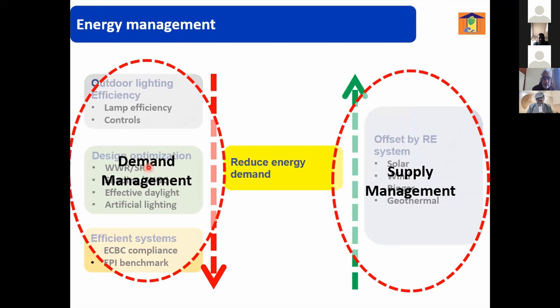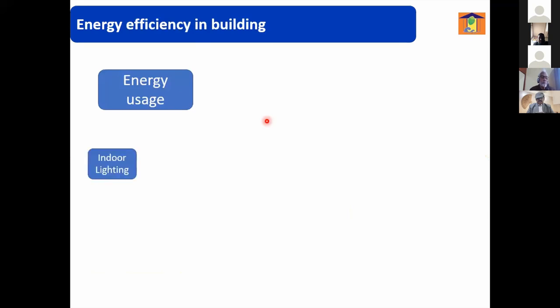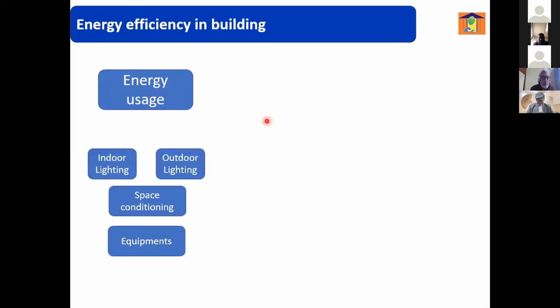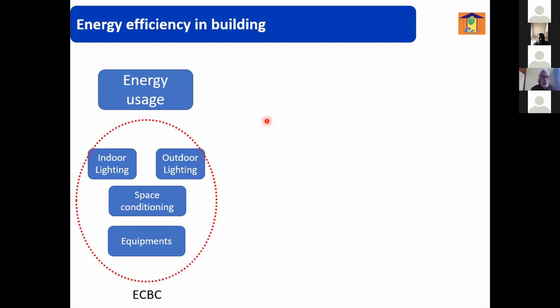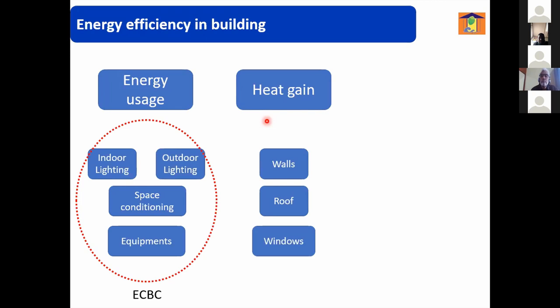So when we talk about energy efficiency in building, there are generally two components to it. One is energy usage, which is your lighting, outdoor lighting, space conditioning, and equipment. Now, space conditioning can be both heating or cooling, depending on the place we are located within our country. Majorly heating, majorly cooling, but in some places heating also. Now, ECBC governs all of these, what we are trying to use as equipment to achieve these usages. The second part of energy efficiency in building comes from the heat gain, where your building envelope plays a very important role. Now, when I talk of building envelope, you have three components, which are walls, roofs and windows, so glass, whichever you're using.